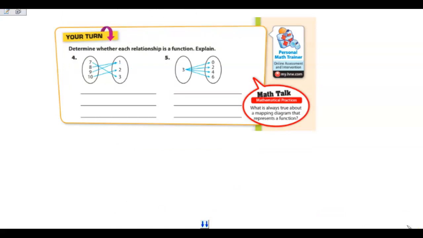So we need to look at these two and determine if it's a function or not and explain. So when I look at 4, I have 1, 1, 1, 1. Is this a function? Yes, it is a function. How do we know? Each input has exactly one output.